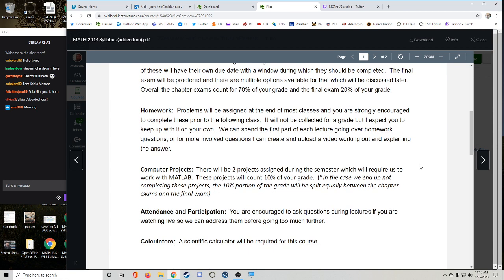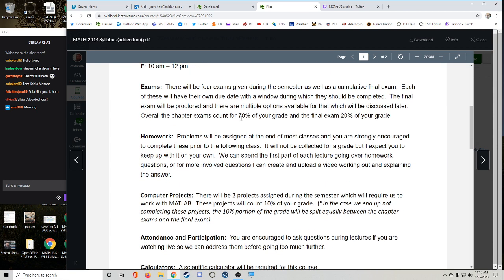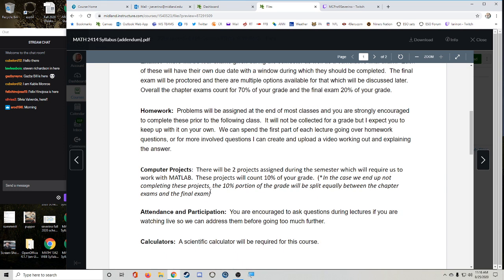Anyway, the chapter exams will be equally weighted. That's 70% of our grade. Final exam 20%. I don't know why this is at a different font. Oh well.